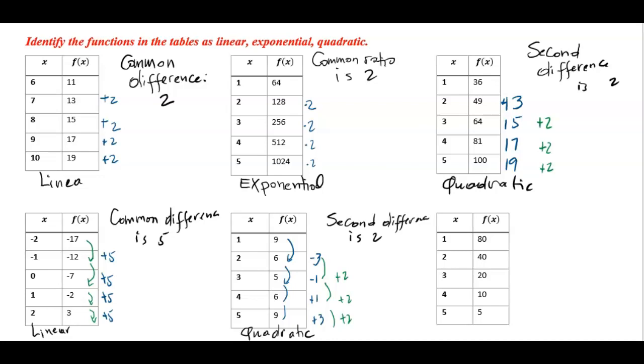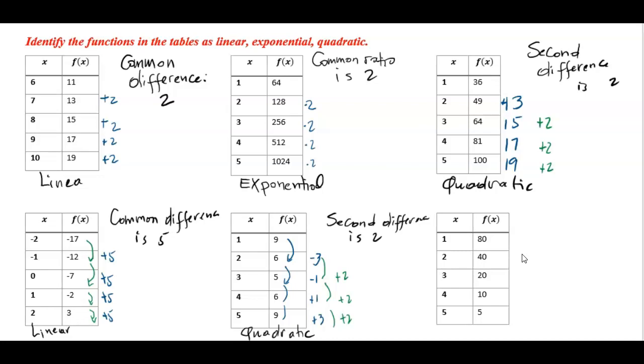So on the last one, this one right here, the first term is 80, the second term is 40, the third term is 20, the fourth term is 10, and the fifth term is 5. So let's see if we have a common difference here first. So we know 80 minus 40 is 40. So from the first term to the second term, we subtract 40. But if you do 40 minus 40, you do not get 20. So it's not linear. Right?